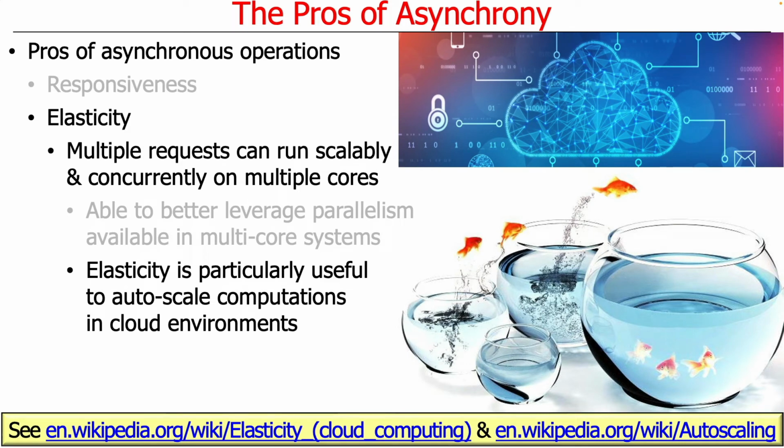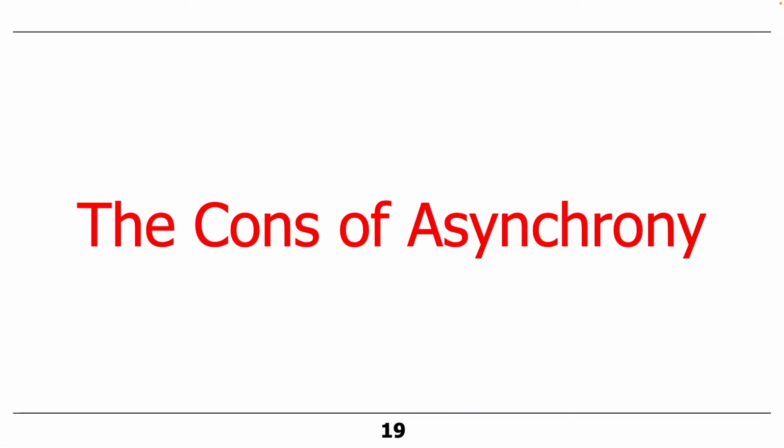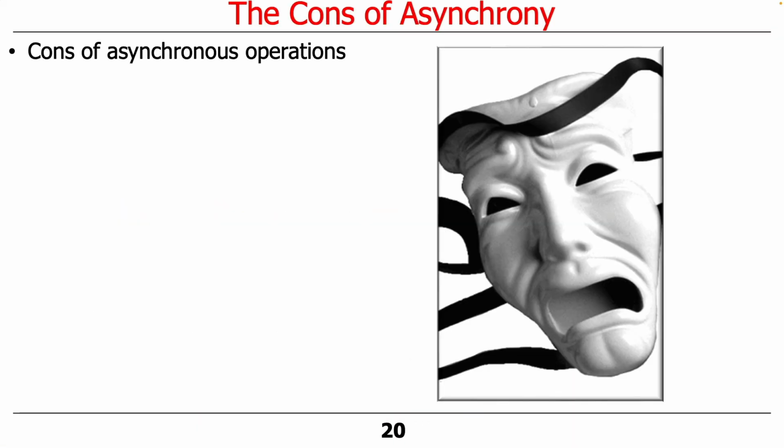Elasticity is particularly useful to auto-scale computations in cloud environments. As I mentioned before, completable futures are not themselves working in clouds, but you could use them in the individual portions of machines in a cloud environment. And of course, there are downsides with asynchrony.